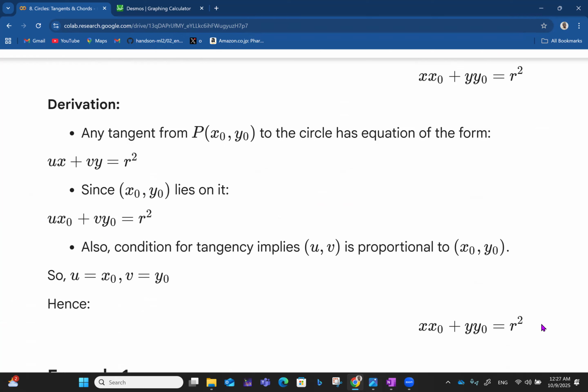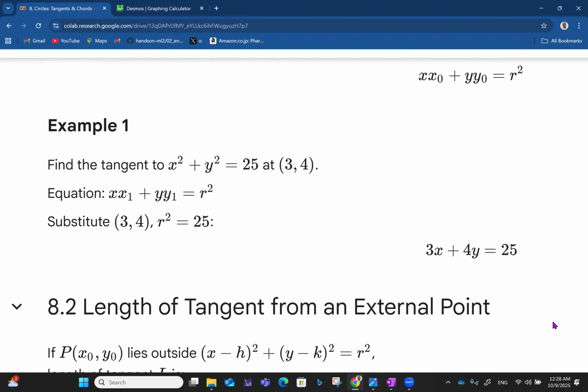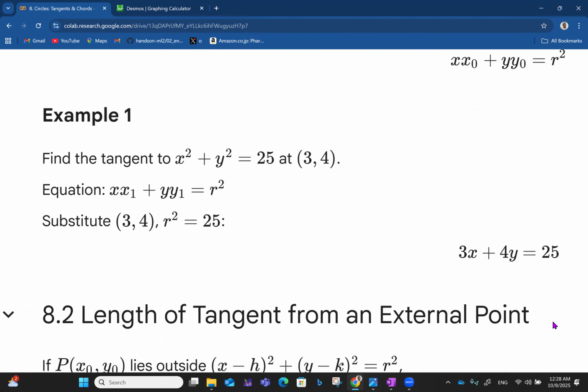So it's basically simple. The tangent to a circle at the point where the line touches the circle, with coordinates x1, y1, will simply be x x1 plus y y1 equals r squared. Then if it is from an external point x0, y0, it will just be x x0 plus y y0 equals r squared. So let's take some examples and see how things go.